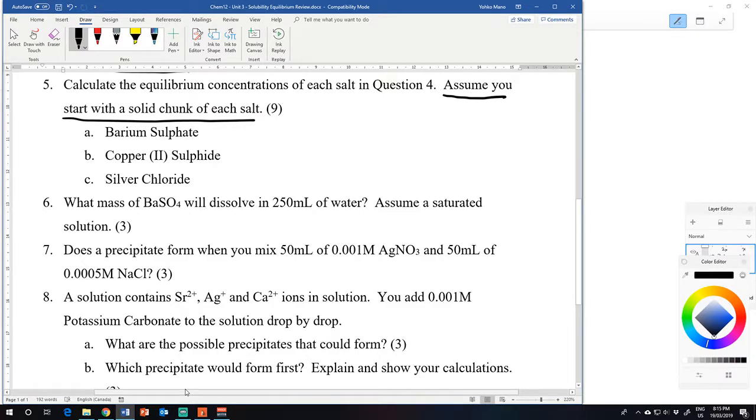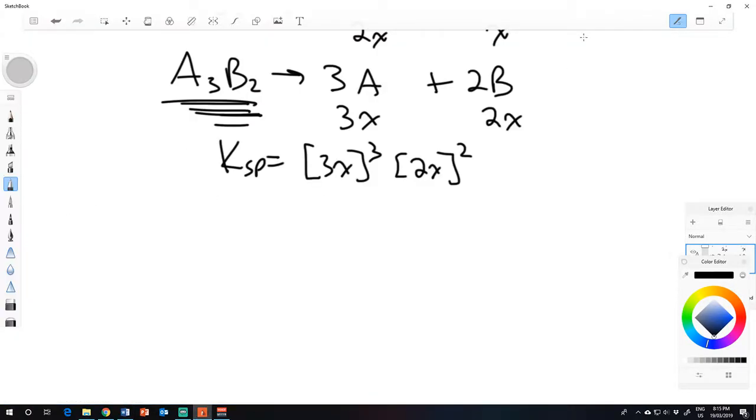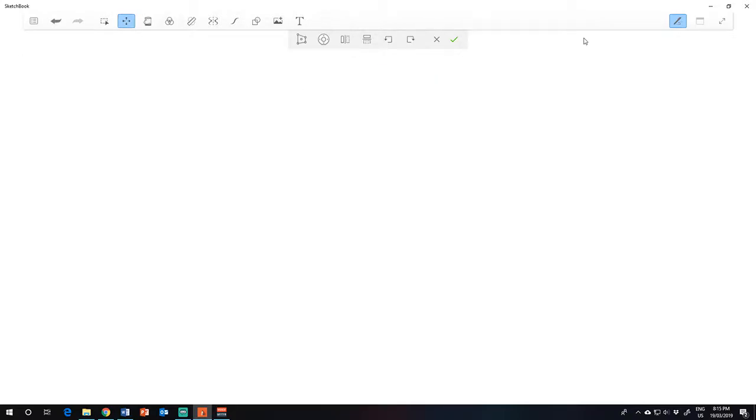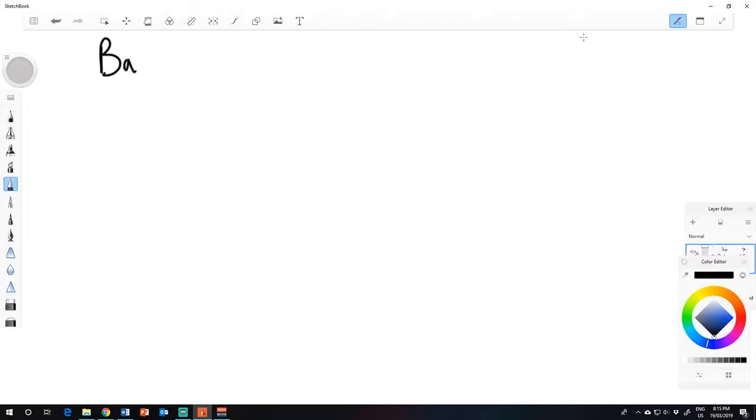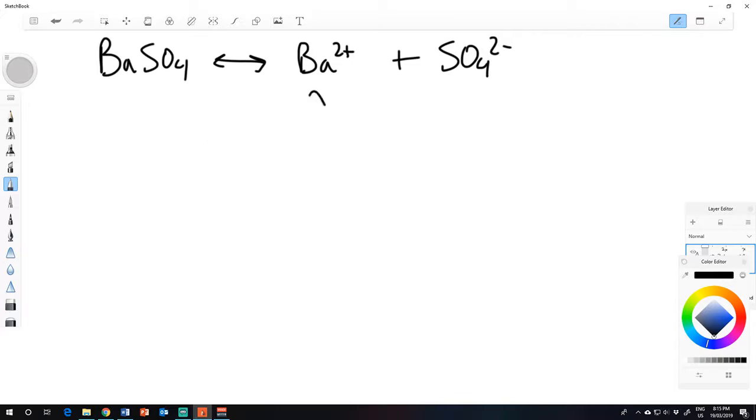All right, question 6. Here it asks us what mass of barium sulfate will dissolve in that much water, and we're going to assume a saturated solution. So we'll take the barium sulfate. I'm going to quickly write out what its dissolving equation will be. Barium 2 plus, sulfate 2 minus. This will turn into X amounts and X amounts. That's good. I'll write out my KSP expression.